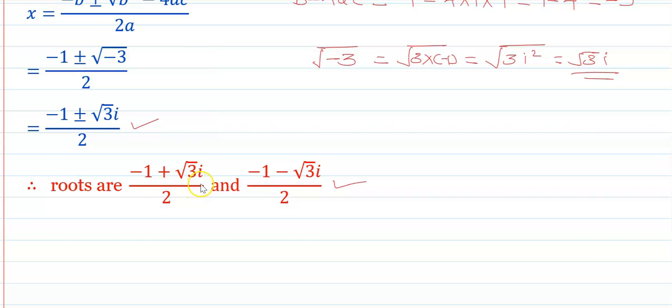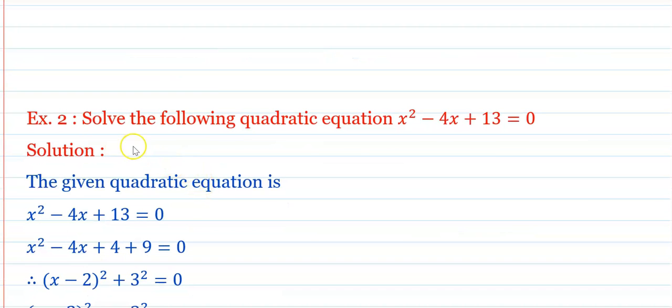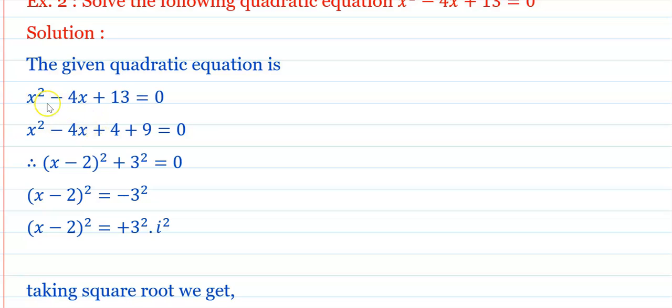Okay. Now the next. Solve the following quadratic equation x square minus 4x plus 13 is equal to 0. Again, x square minus 4x plus 13 is equal to 0. It can be written as x square minus 4x plus 4. What will its second term be? 2. And 2 square is how much? 4. Therefore, x square minus 4x plus 4. 13 can be written as 4 plus 9. This x square minus 4x plus 4 is a perfect square, x minus 2 bracket square.